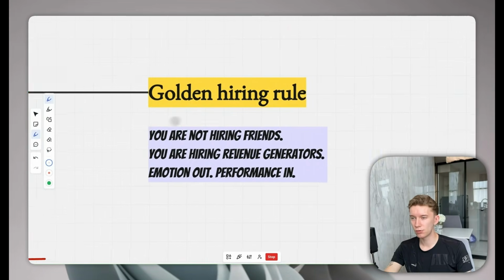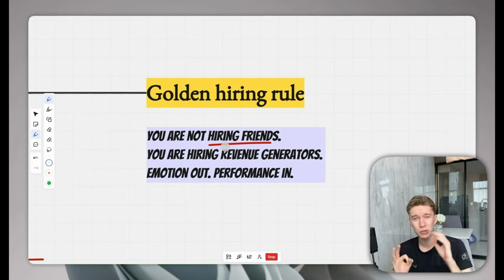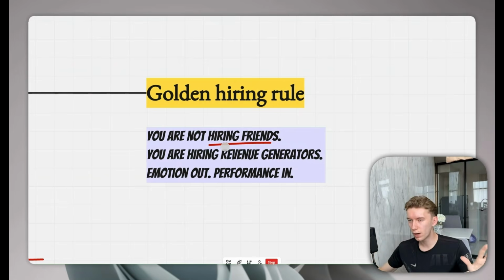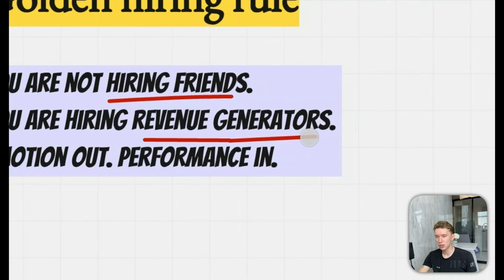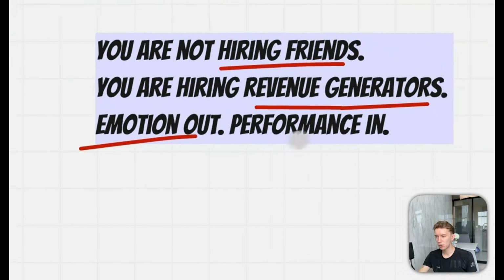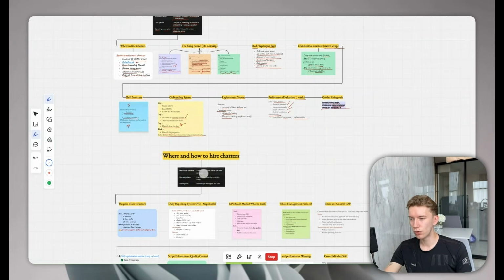Golden hiring rule. Remember this, guys. You're not hiring friends. Even if these guys seem super friendly, super nice, and you want to help them, throw it out the way. This is a business at the end of the day. You're not hiring friends, okay? You're hiring people that are going to collect a ton of revenue for you. Take your emotion out and put the performance in, all right? That's just a golden rule, all right?